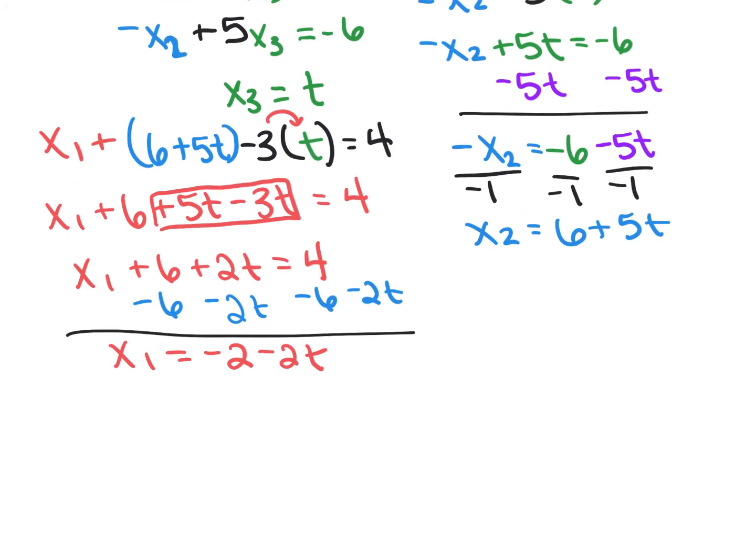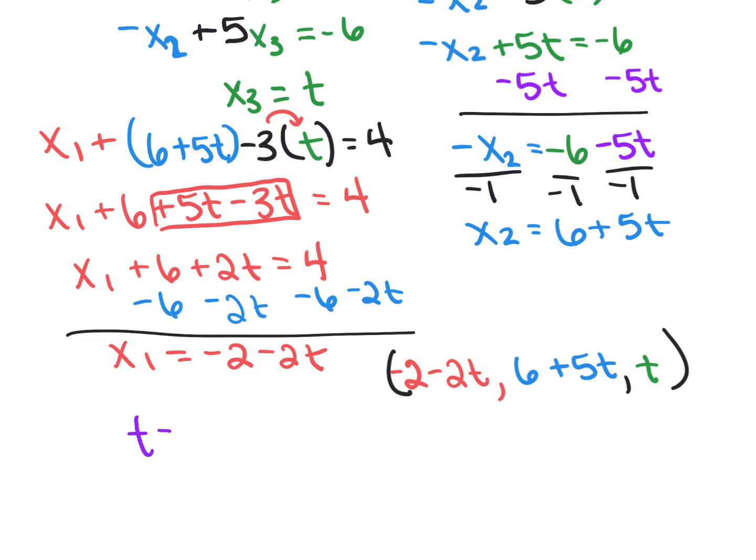And so the way this works now is, when I state my solution, I'm going to write it as a point again. So I get one solution of, the first part, x1 is negative 2 minus 2t. The next part is 6 plus 5t. And then the last part is just t. And this is called a consistent system because we have a solution, but it's called dependent because it's dependent upon whatever the value of t is. So I can give you any value for t.